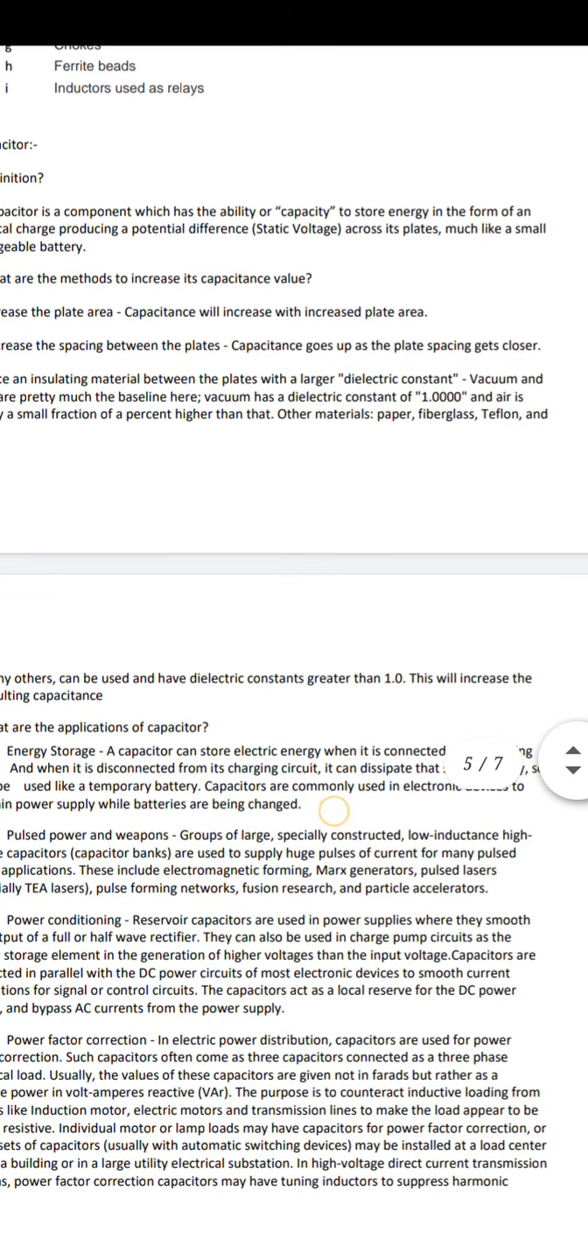Power conditioning: reservoir capacitors are used in power supplies where they smooth the output of full or half wave rectifiers. They are also used in charge pump circuits as the energy storage element in the generation of higher voltages than the input voltage. Capacitors are also used in signal or control circuits. The capacitor acts as a local reserve of the DC power source and bypasses AC current from the power supply.